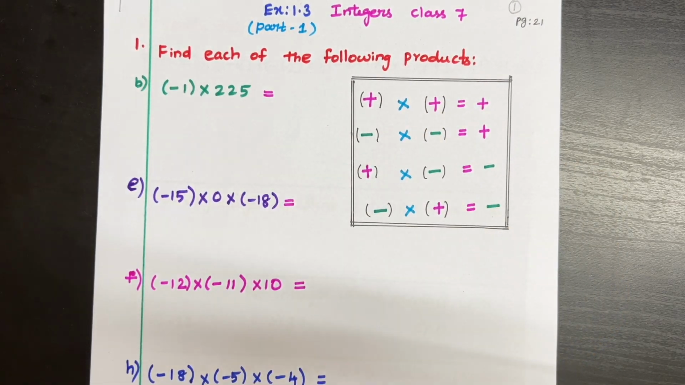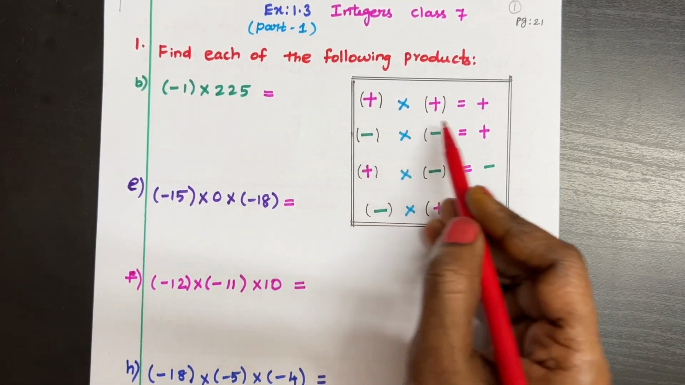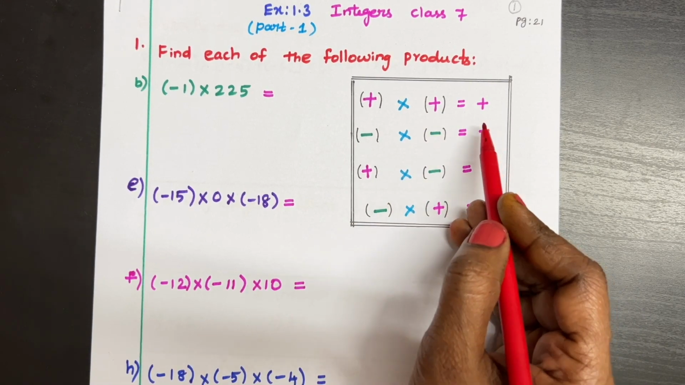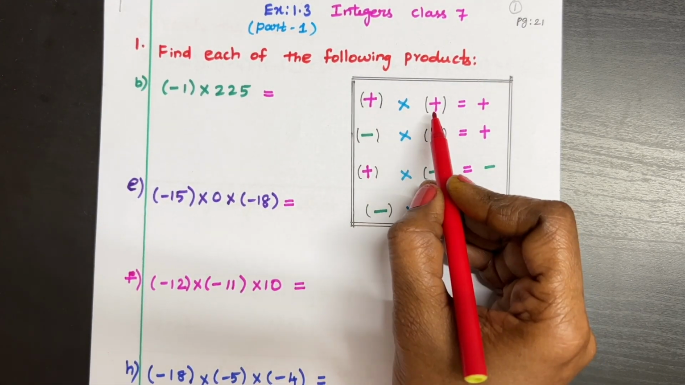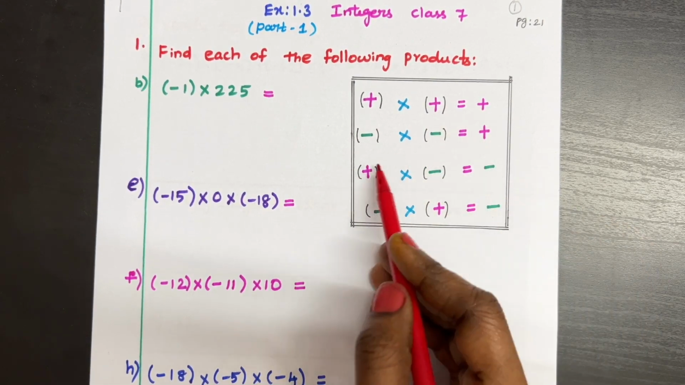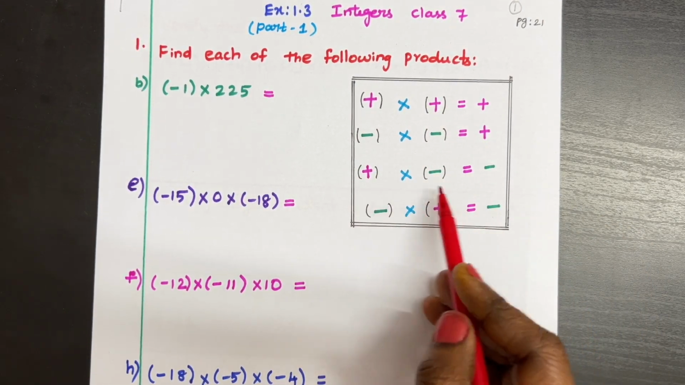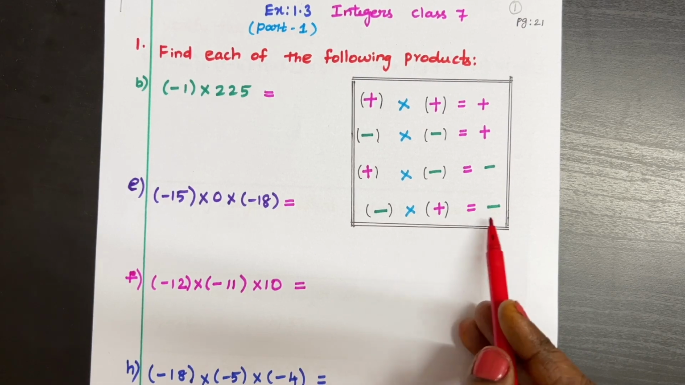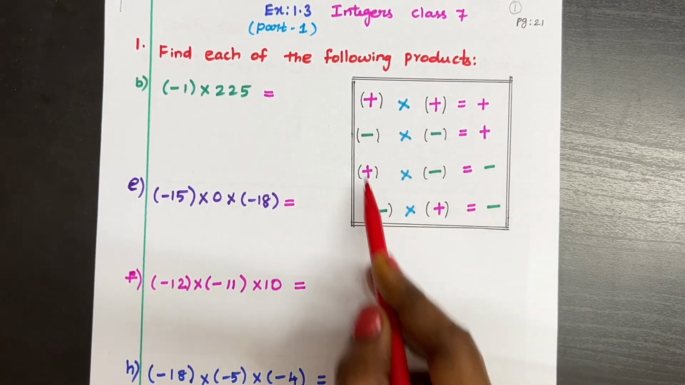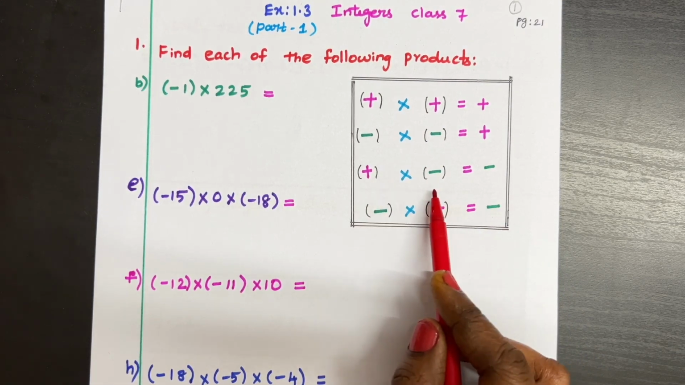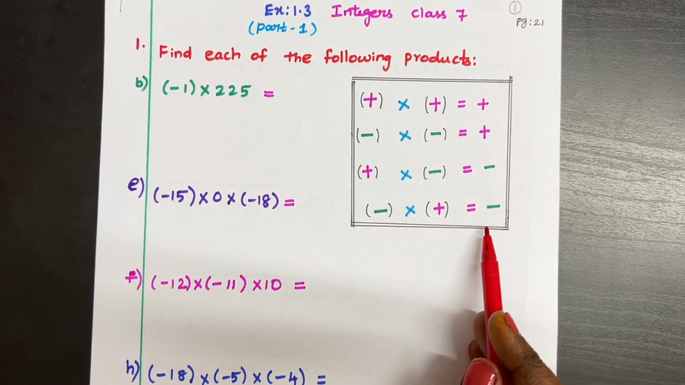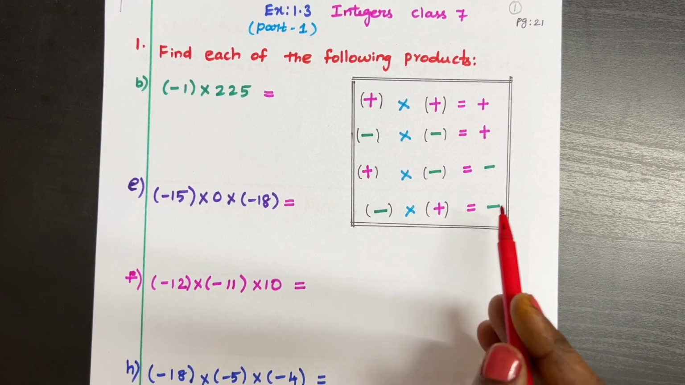Before getting into the problems, we should know how multiplication works. Positive into positive is positive, negative into negative is positive. Positive into negative is negative, negative into positive is negative. If you multiply these types of numbers, you will get answers like this, with addition or subtraction symbols.